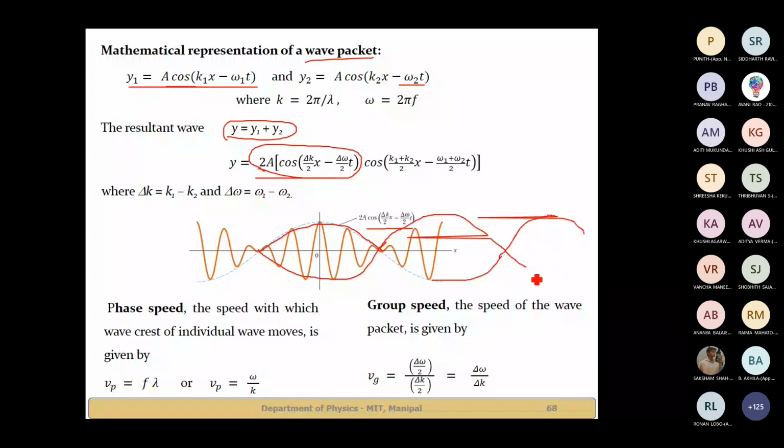There are two things which you need to learn now. One is called the group speed, and the other is called the phase speed. Phase speed talks about the individual waves moving in the wave packet. That is, when we talk about the phase speed, we are talking about the speed of the individual waves moving in the wave packet. And group speed is the speed of the wave packet itself.